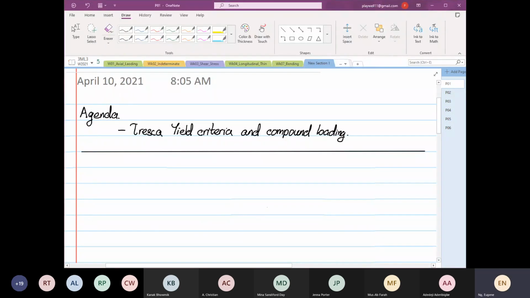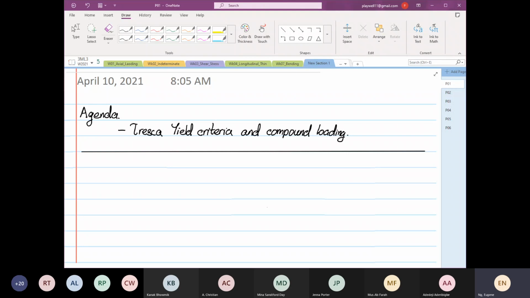Okay, good morning. This is our last lecture. So today we're going to combine Tresca yield criteria and compound loading. So basically today is what this course is all about. This is the learning outcome. We're going to integrate everything together, okay, and actually do real design work.